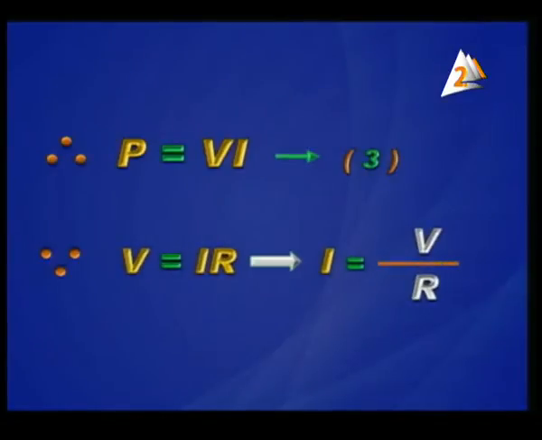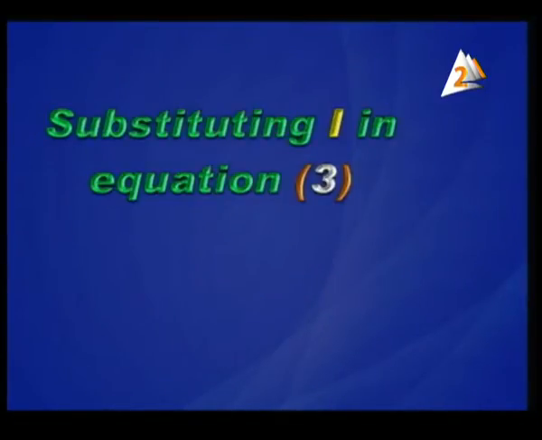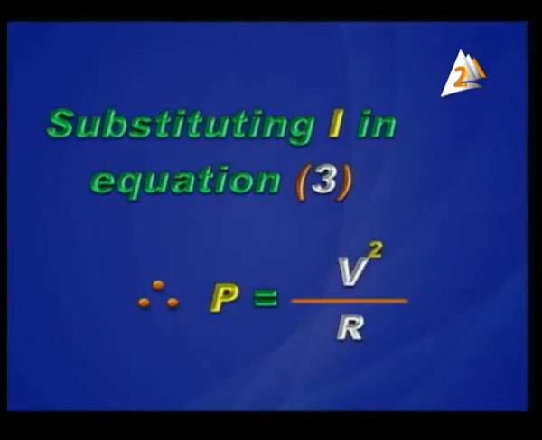And from Ohm's law, V equals IR, so I equals V over R. Substituting in equation 3, power equals I squared R, and substituting for the current, we obtain power equals V squared over R.